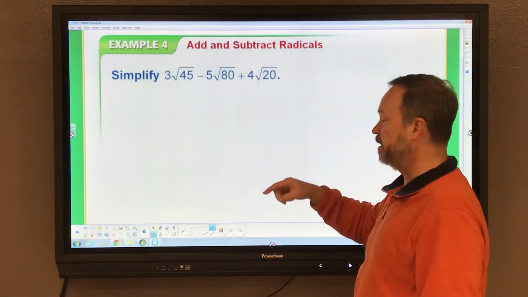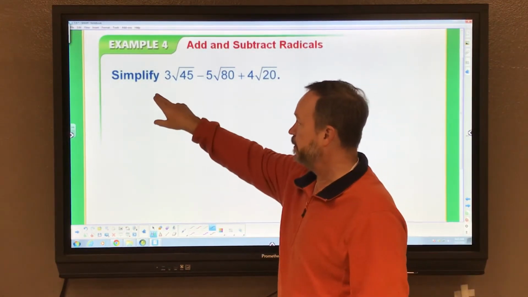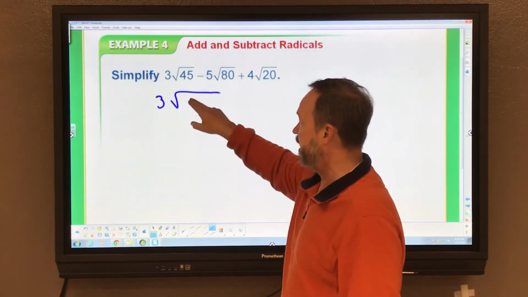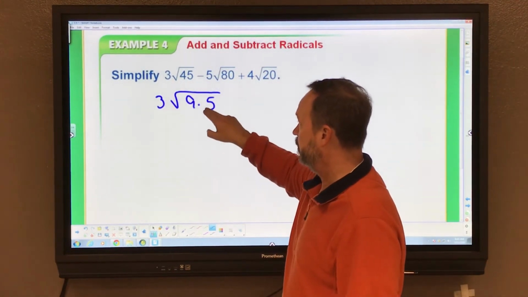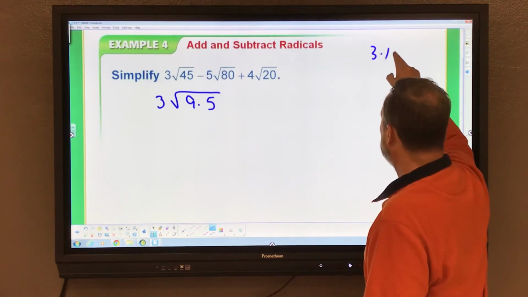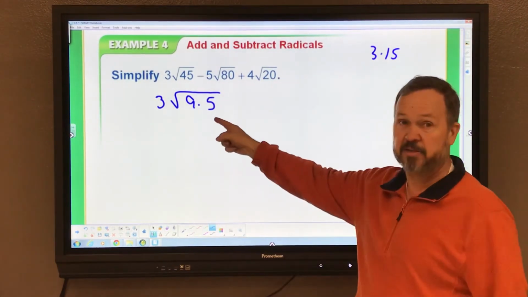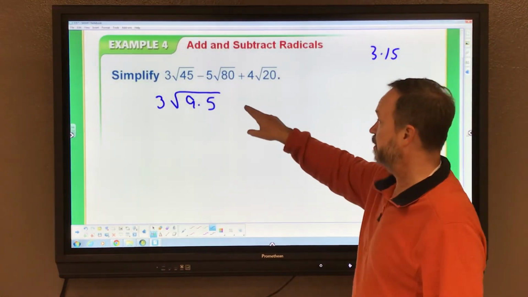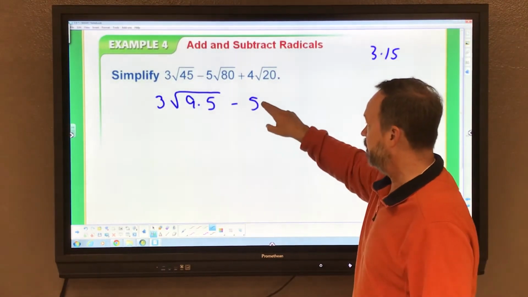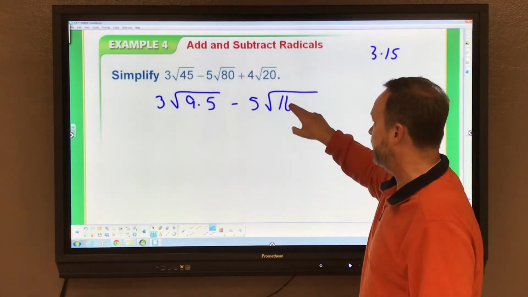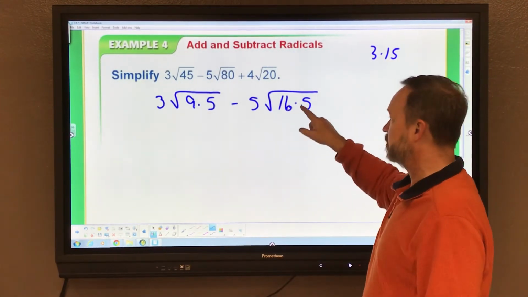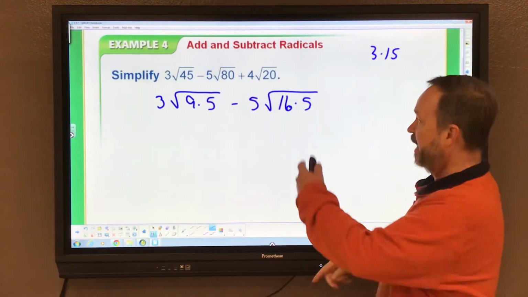But I think we can clean this up a little bit because 45 happens to be 9 times 5. Now 45 is also 3 times 15. It's just that doesn't help because 3 is not a square, 15 is not a square, but 9 is a square. That's good. And 80 is 16 times 5. And that's good because 16 is a square.